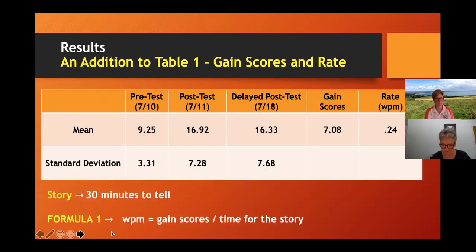Okay, so here it is. Here are the gain scores. This table is not in the published paper, but these are the gain scores we see. This is again pre-test to delayed post-test, and we see gain scores of 7.08.